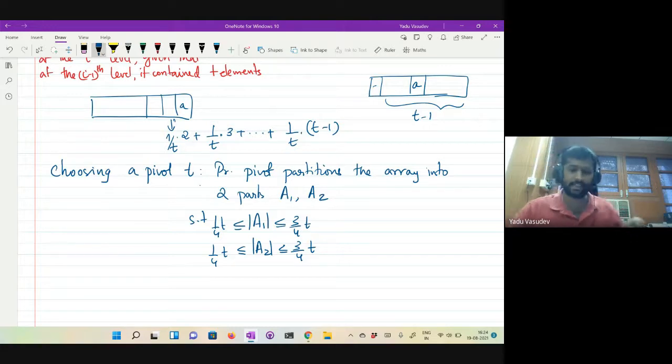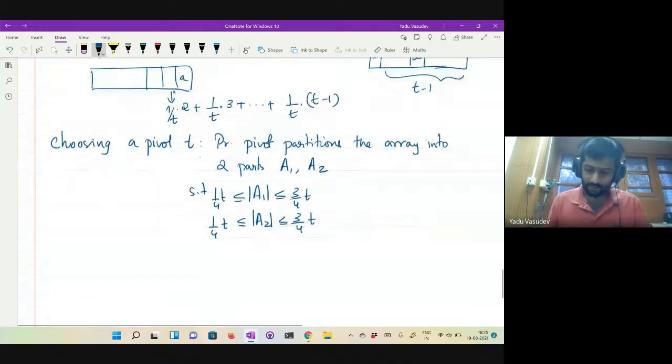Because of the same reason that Raghu and Indranil were saying, right? Because if you fix the partition size, then there is exactly one element that will partition it. Now you want the partition size to be somewhere between 1 over 4t and 3 over 4t. There are t over 2 such elements, and therefore, if you're equally likely choosing any of the elements, with probability half, this will happen, right? So now, let's write this expectation once more.